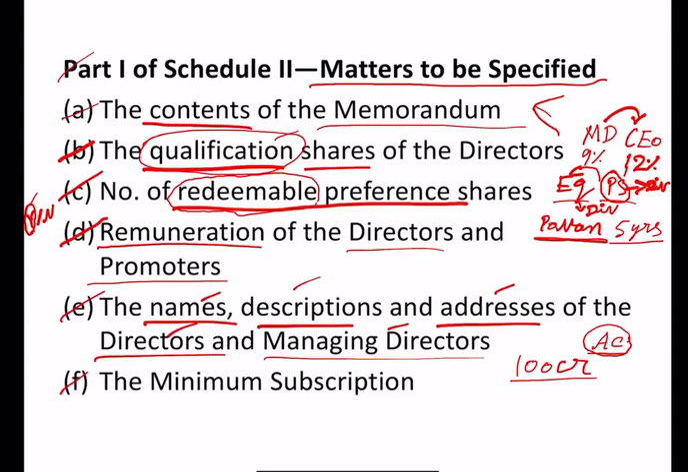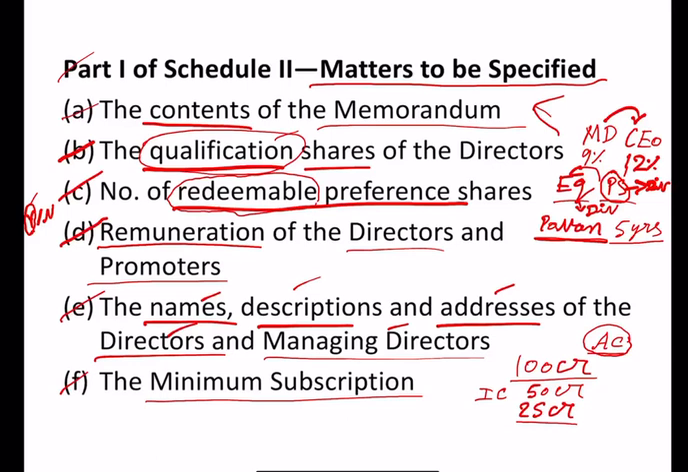For example, out of 100 crores, if they issue 50 crores, this is called issued capital. Minimum subscription should be at least 25 crores. If I got 25 crores subscribed from the general public, then only I am eligible to start my company. This is called minimum subscription. Under this, the details regarding allotment and application will be clearly mentioned.